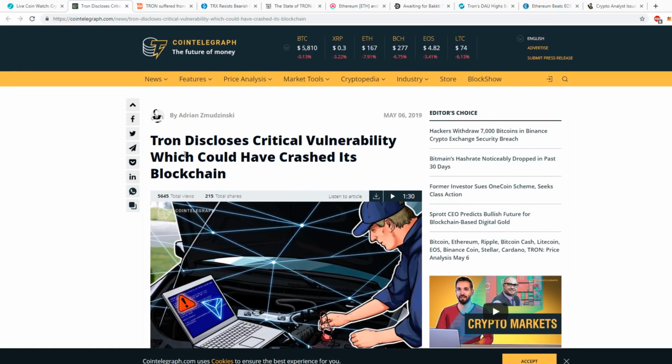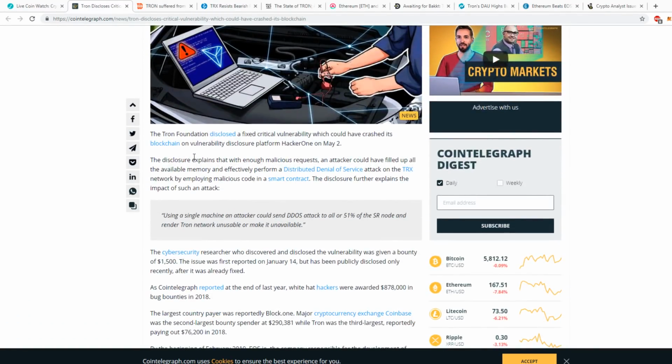So first off here, Tron discloses that bug, right? So what really happened here is that it got on HackerOne, right? So let's quickly read the first line. The Tron Foundation disclosed a fixed critical bug or vulnerability, which could have crashed its whole blockchain, on vulnerability disclosure platform HackerOne on May 2nd. So what really happened here is that if somebody would have DDoSed them, they actually could have made the whole network unavailable. It's really that simple.